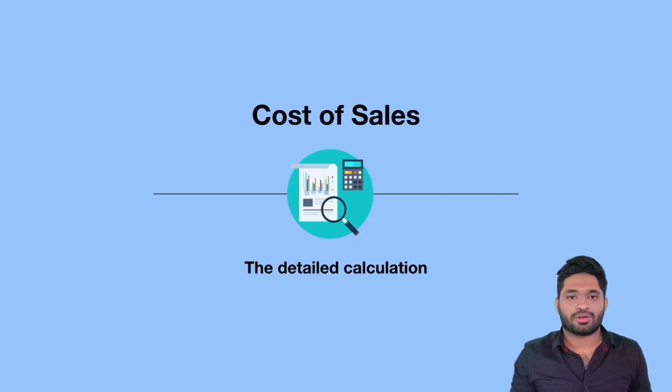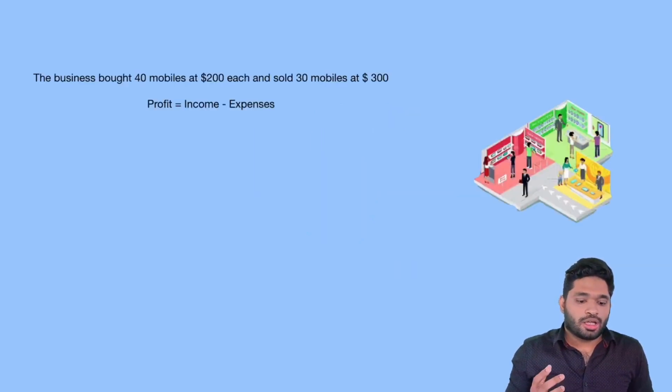In this video, we will be looking at cost of sales. Now, let's say a business buys 40 mobiles at $200 each and they sold 30 mobiles at $300 each. Right? Now to calculate the profit, guys, what should you do?